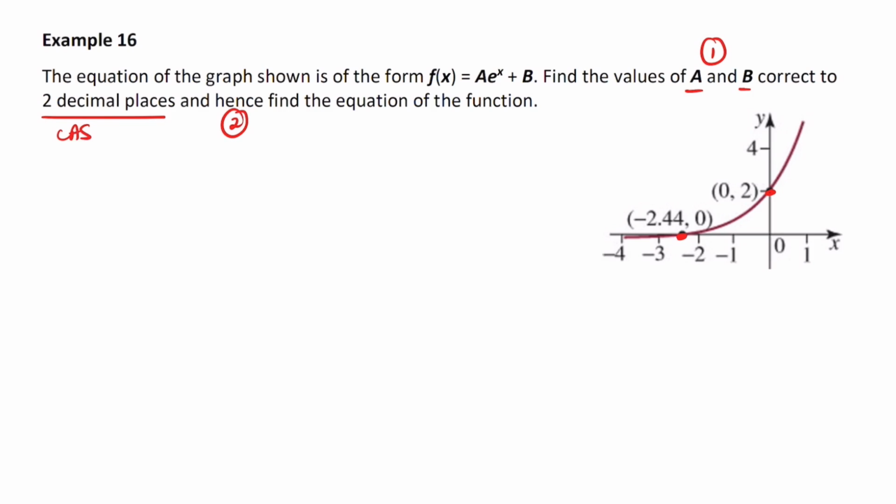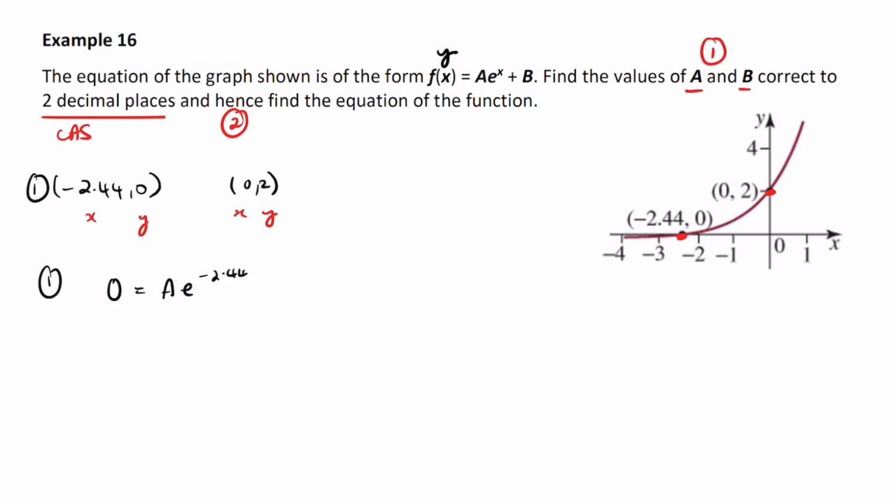So if I just write out my values, that's (2.44, 0) and (0, 2). This is x and y, and this is x and y. And so I can go ahead and substitute these into my function. Remember, f(x) is also y equals. So if I want to sub in this first point, for example, I will go 0 is equal to ae^(-2.44 + b). That's my first equation there.